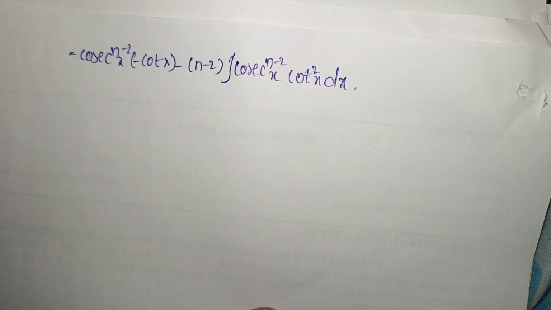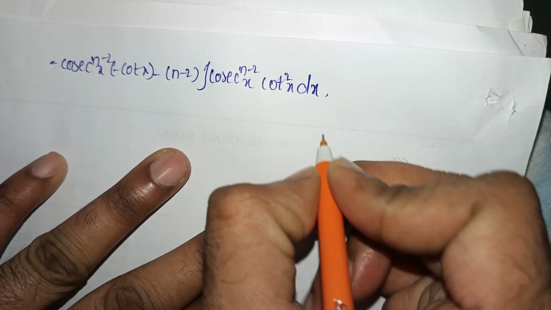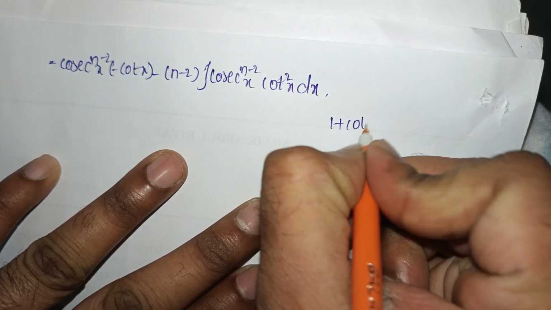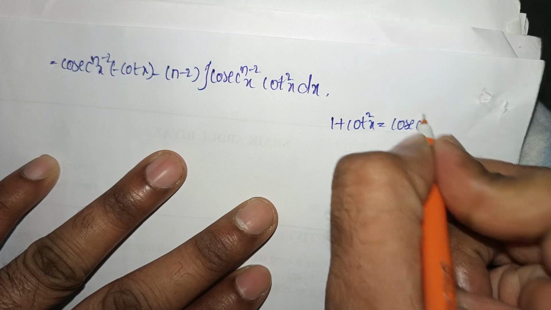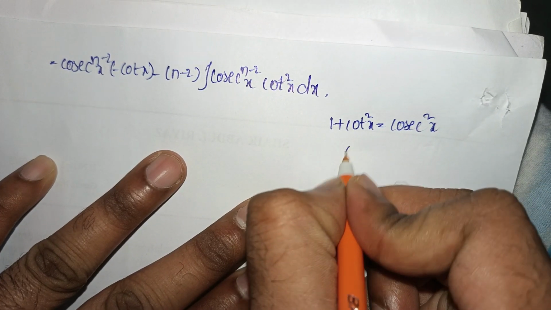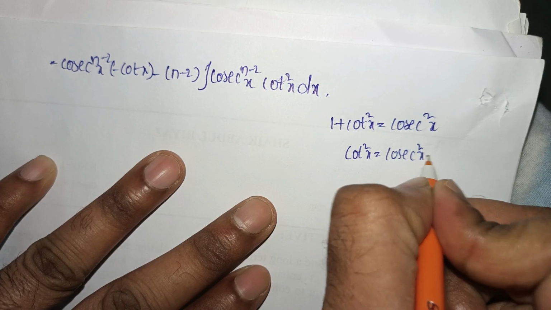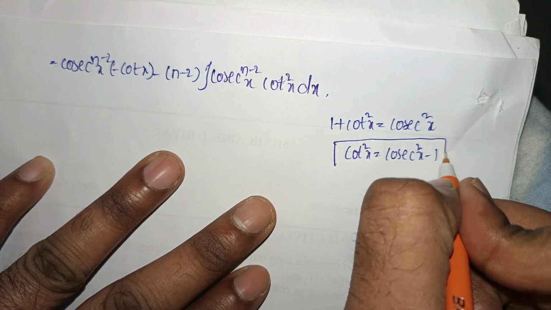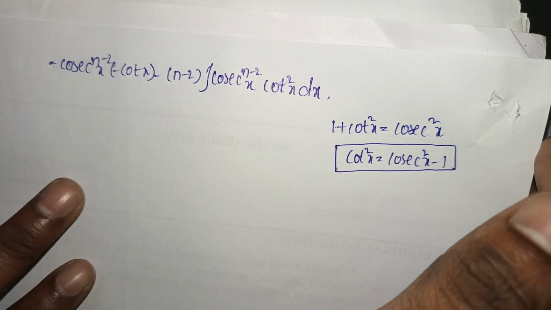And we know that according to trigonometric identities, 1 plus cot square x is equal to cosecant square x, or cot square x is equal to cosecant square x minus 1. So we are going to substitute cosecant square x minus 1 instead of cot square x.